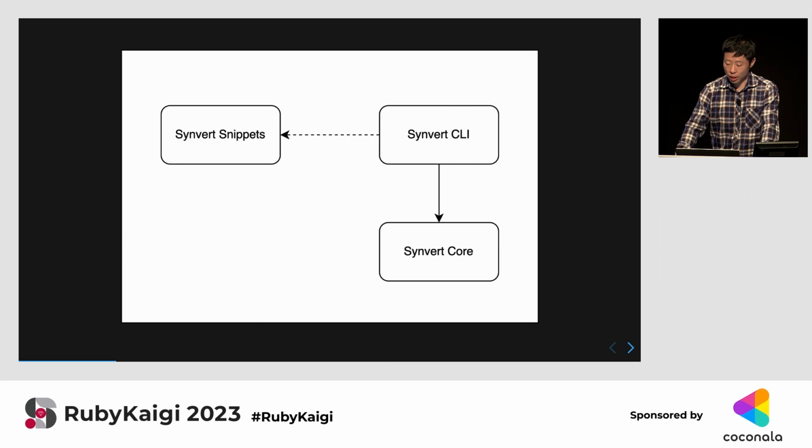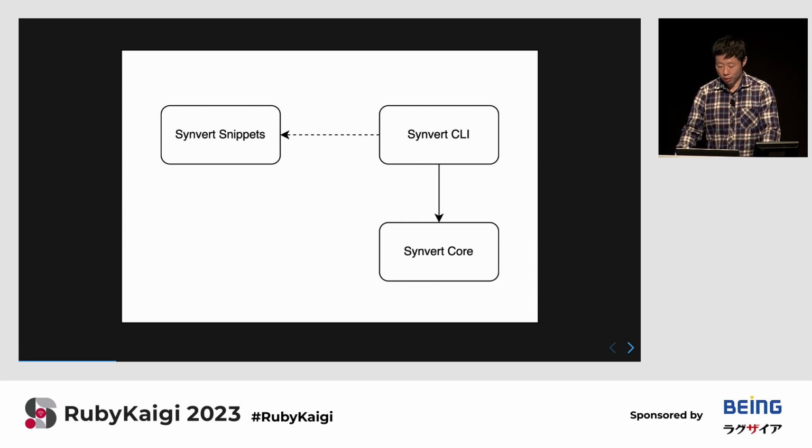This was the architecture of Synvert at that time. Synvert core uses AST to analyze and transform Ruby code and provides a set of DSLs for defining code transformations in a concise and readable way. Synvert snippets is a collection of predefined code transformations. Synvert is a command line tool that reads Synvert snippets and uses Synvert core to automate the code transformation.